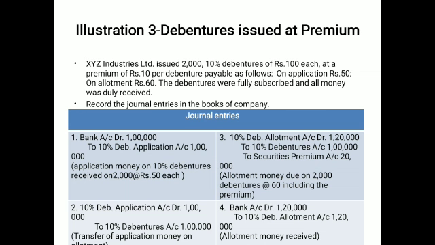Now I am moving to the entries. The bank account debits to the 10% debentures applications account will be 2000 multiplied by the 50. So the answer is the same. Now move to the next entry, which will be the same with the amount of 50: debentures applications to the 10% debentures account, 2000 multiplied by the 50, that means transfer to the debentures account.